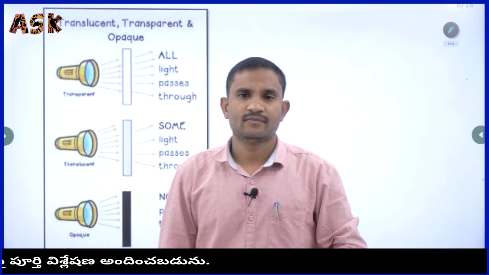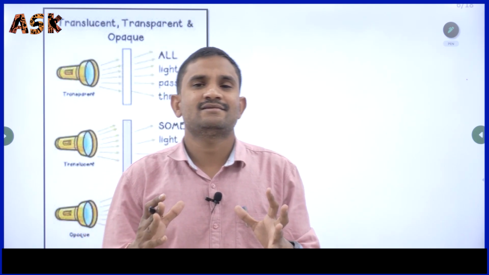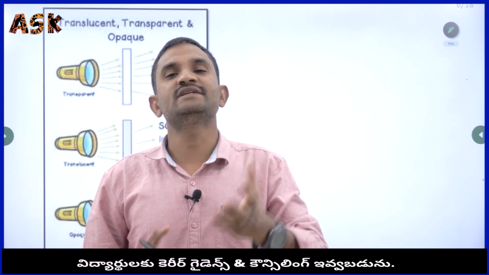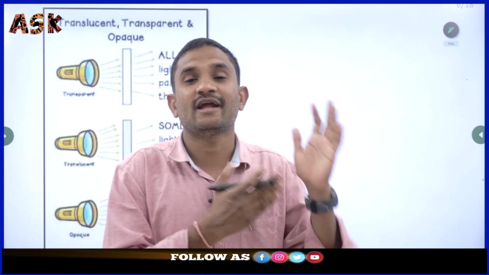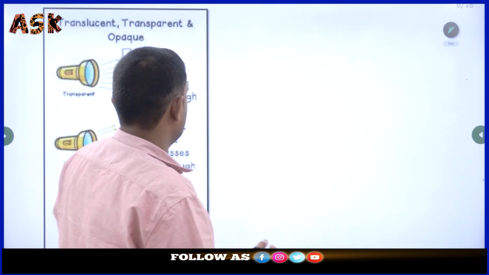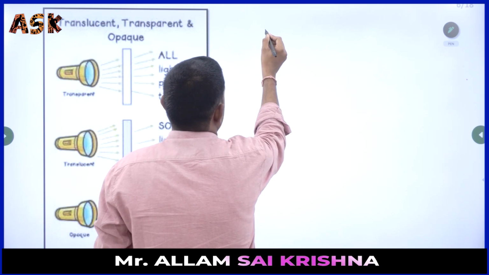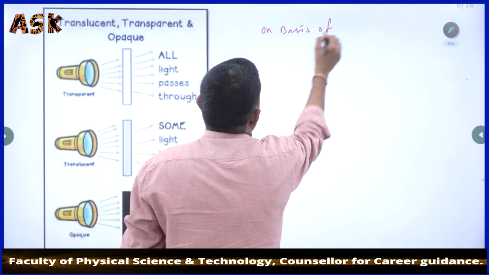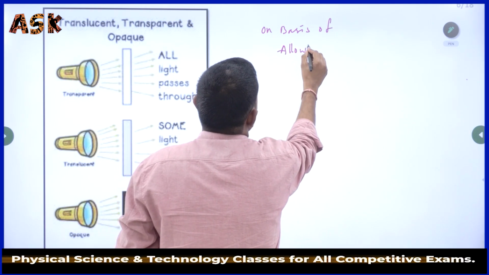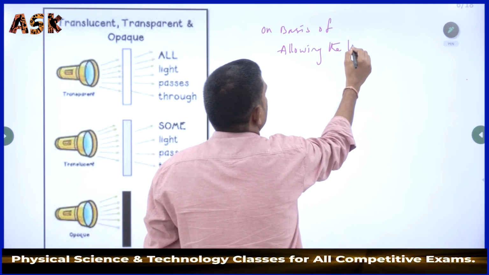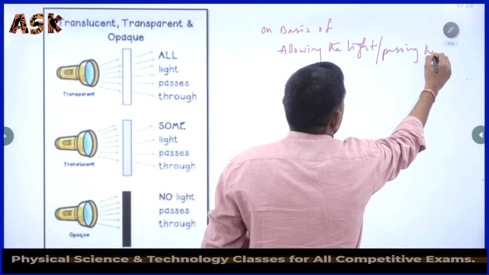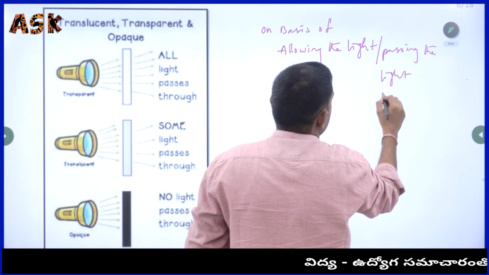Next concept: the substances are again classified into three types on the basis of allowing light, nothing but passing the light through them.